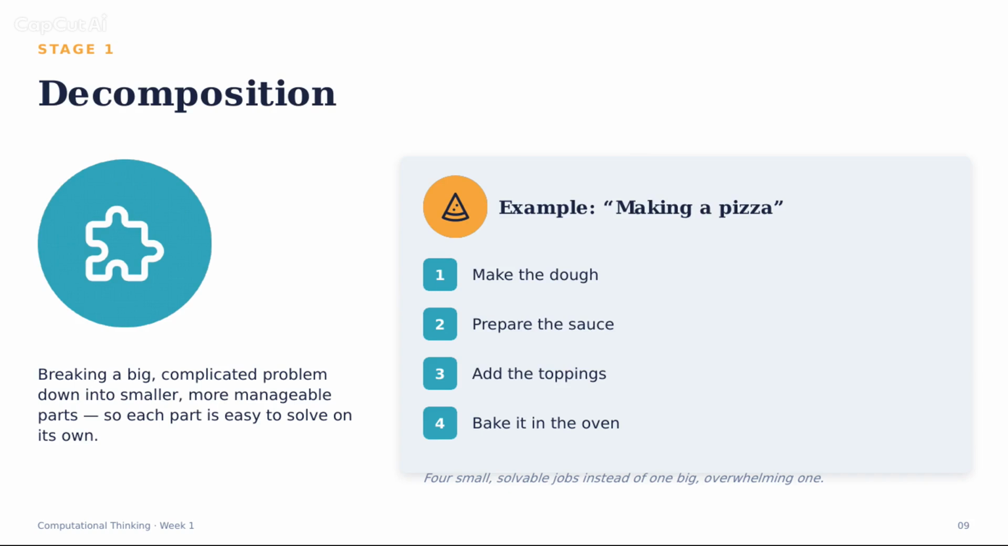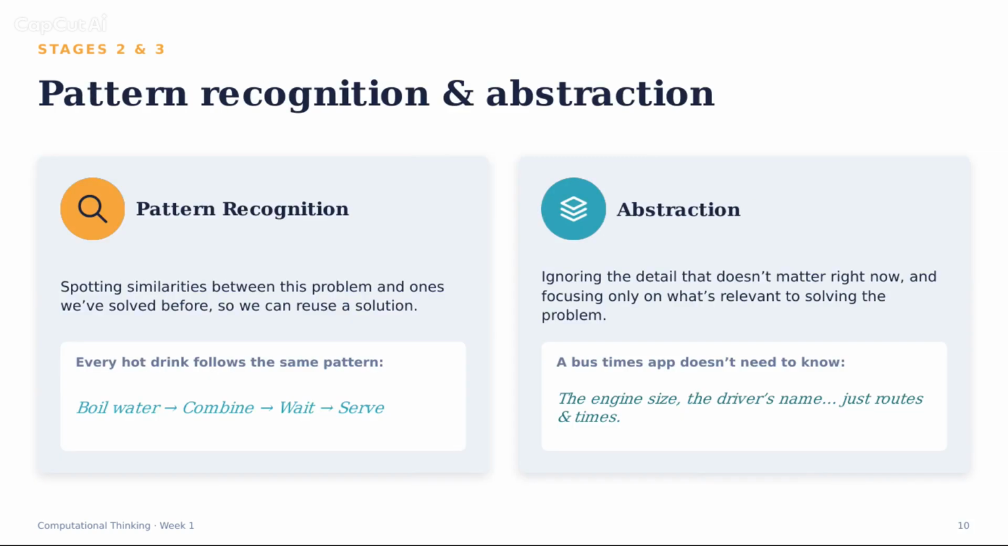Next, pattern recognition, spotting similarities between this problem and ones you've already solved so you can reuse a solution instead of starting from scratch. Every hot drink, for example, follows the same pattern. Boil water, combine, wait, serve. Once you've solved it for tea, you've basically solved it for coffee or hot chocolate too. Spot the pattern once, and you save yourself from solving the same problem 5 different times.